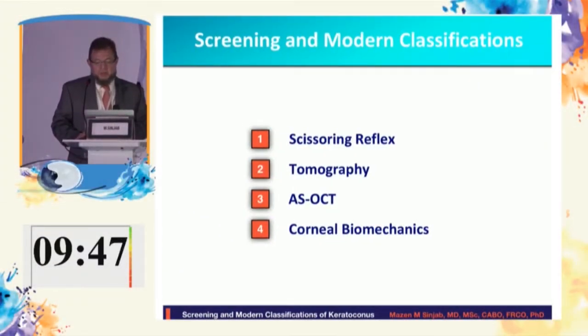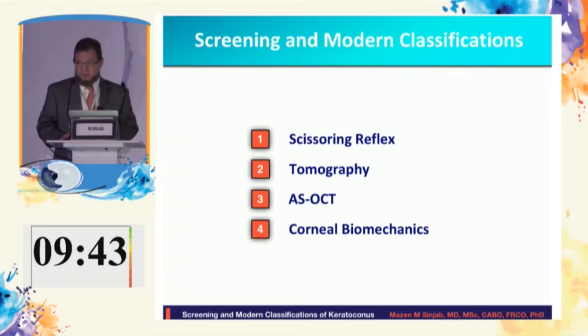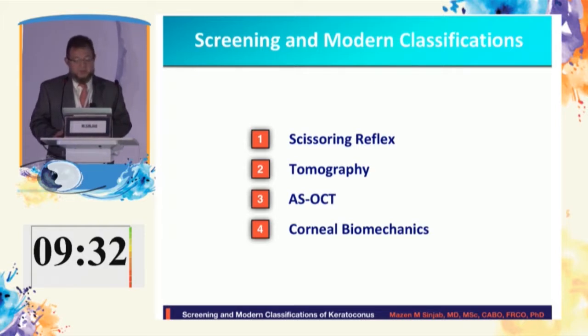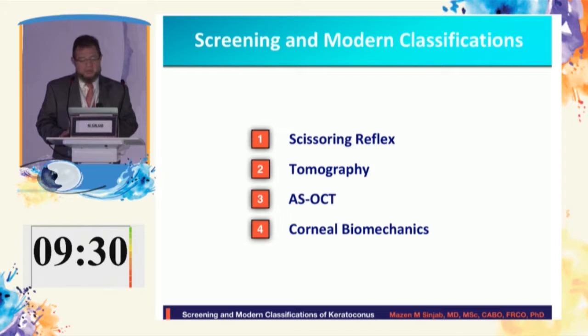Actually, screening of keratoconus has developed a lot and changed a lot. I usually depend on 4 things in order to classify and stage keratoconus. The scissoring reflex, which is the simplest way. The tomography, it is the second step. The anterior segment OCT and corneal biomechanics, but sometimes it's not available in all centers.